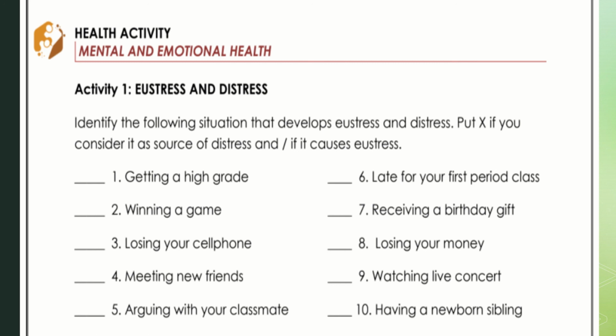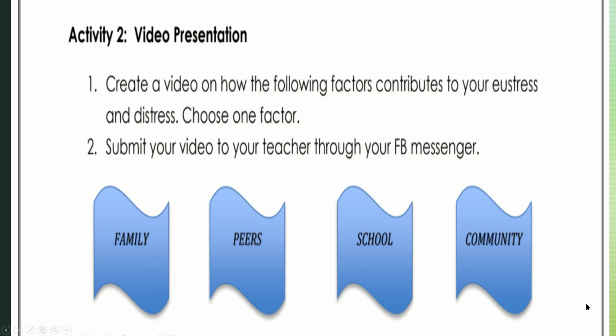Then put a check. Let's say for example, you lose your cell phone. That is a kind of stress also. So what kind of stress is it? Is it distress or eustress? So that's how you're going to answer your activity number 1. That is 10 items.